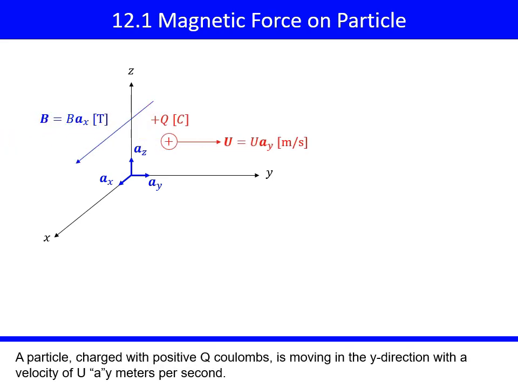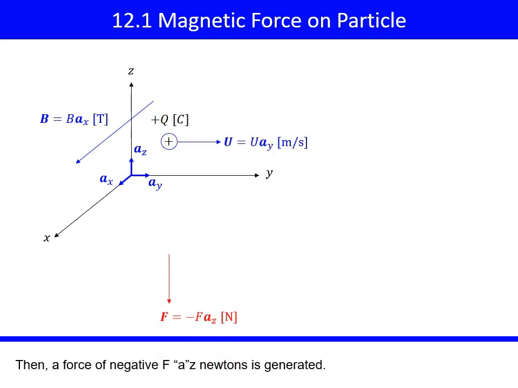A particle, charged with positive q coulombs, is moving in the y direction with a velocity of u a_y meters per second. Then, a force of negative F a_z newtons is generated.